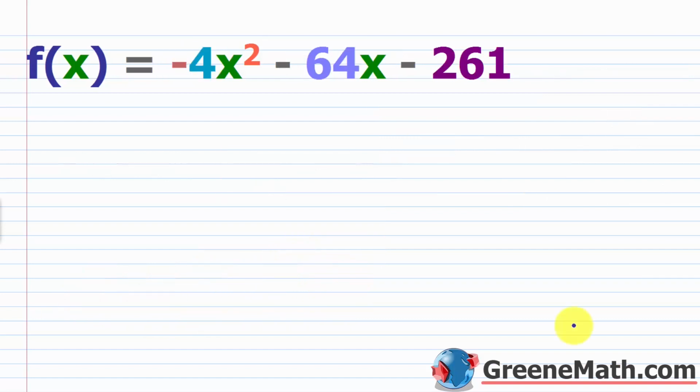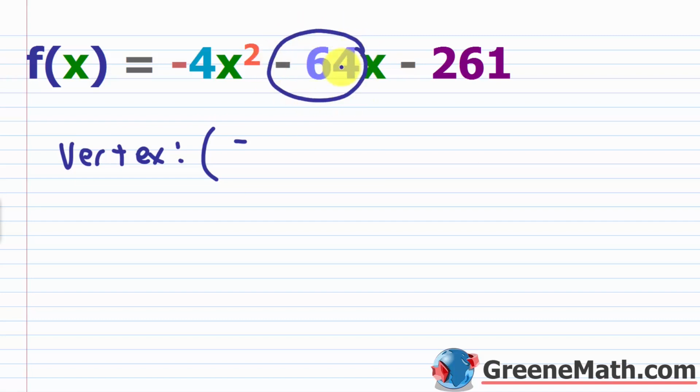All right, let's just do one more of these. It's good to get a lot of practice because when you start graphing these things, you need to know how to do this off the top of your head. So we have f of x equals negative 4x squared minus 64x minus 261. Again, the vertex will occur at negative b. B in this case is negative 64. So the negative of negative 64 is positive 64 over 2 times a. A is negative 4. 2 times negative 4 is negative 8.